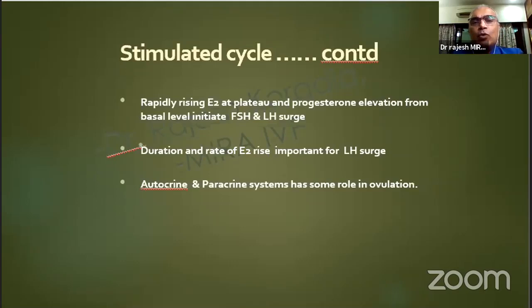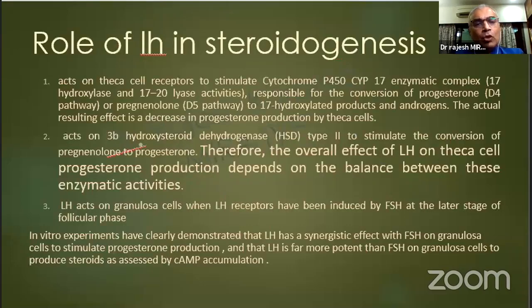So rapidly rising E2 at plateau and progesterone elevation from basal level initiate the FSH and LH surge we have already seen. The duration and rate of E2 rise are important for the LH surge. And not only this, a lot of autocrine and paracrine systems have some role in ovulation. So if you ask me, does adding LH activity cause an increase or decrease in progesterone synthesis?